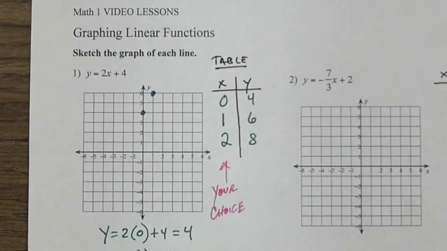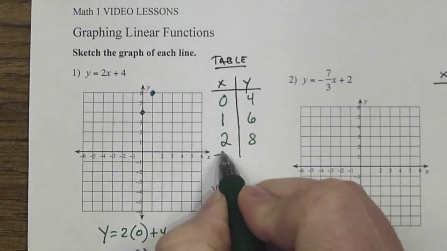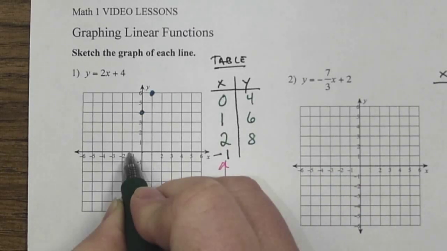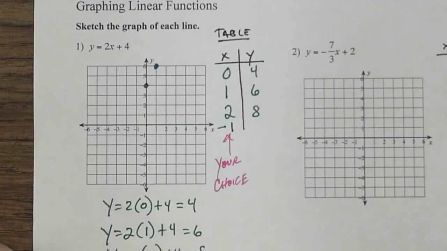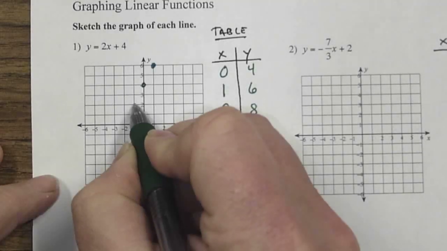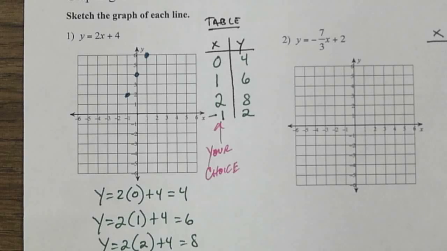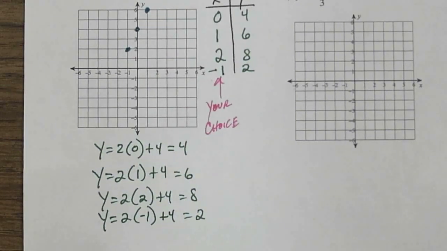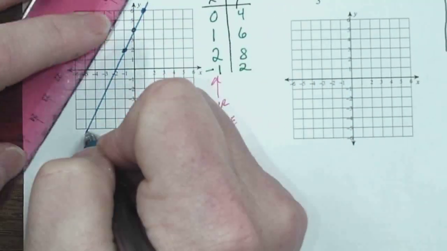Oh no, I went off the graph. Well, if I'd have been even smarter, if I'd have chosen a -1, then I could go y equals 2 times -1, which is -2, plus 4, which is +2. If I put a -1, I get a +2, and you can see it's on the graph. I don't need 3, but I like it. But that's a table. Just choose good points.